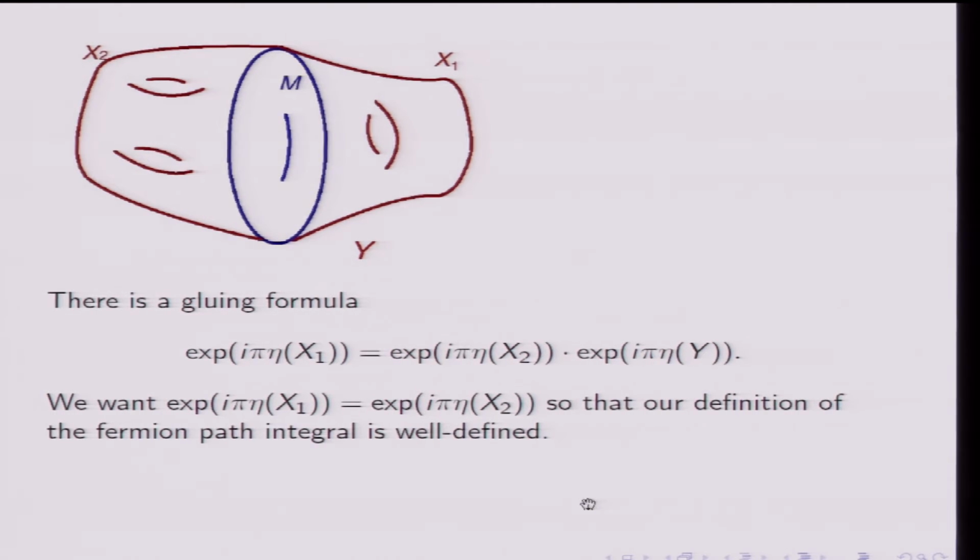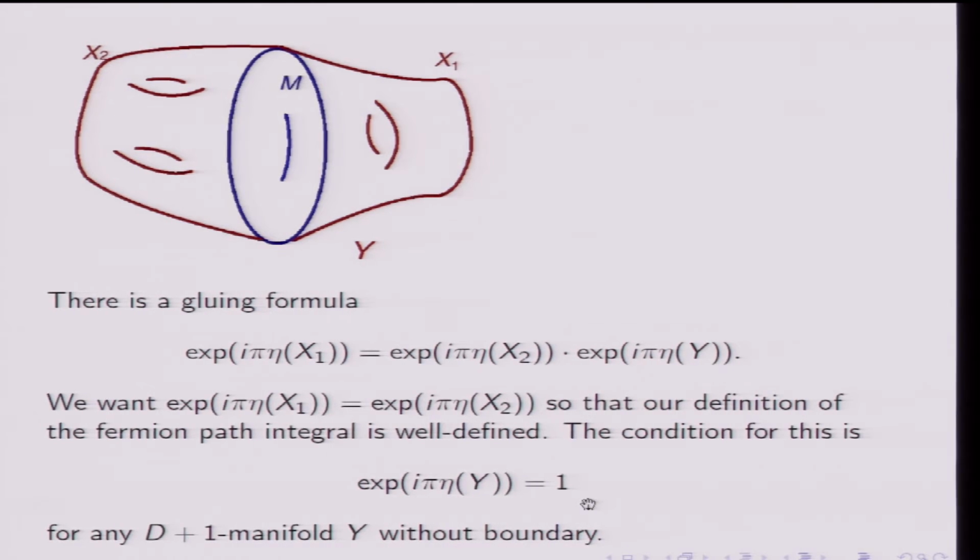For our definition of the Fermion path integral to be well defined, we want e to the i pi eta of X1 to equal e to the i pi eta of X2, and you can see that the condition for this is that e to the i pi eta of Y is 1 for any D plus 1 manifold without boundary. So under this condition, we get a completely satisfactory definition of the Fermion path integral that obeys all the properties you'd want it to obey. But the condition you need is that e to the i pi eta is 1 for all D plus 1 manifolds, while canceling global anomalies, or avoiding global anomalies, means the same condition only for a certain restricted class of D plus 1 manifolds.